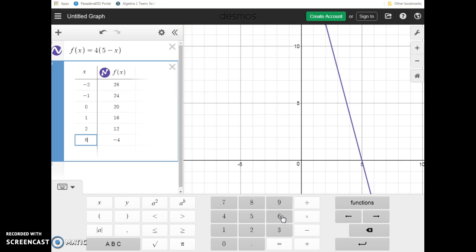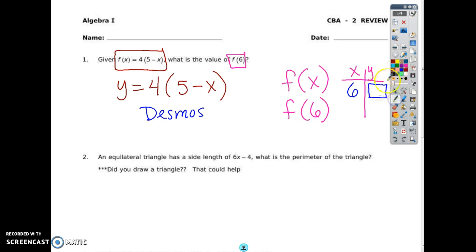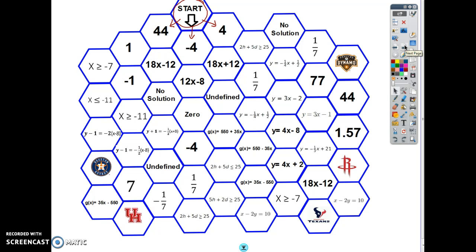So what was our answer? -4. So I'm going to write it right here, -4, but I'm also going to go to my maze, and I'm going to color in, or I'm going to highlight, the -4. So you can either do it with a pencil or with a map pencil. And then we can go to number 2.